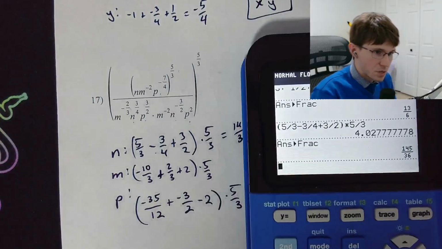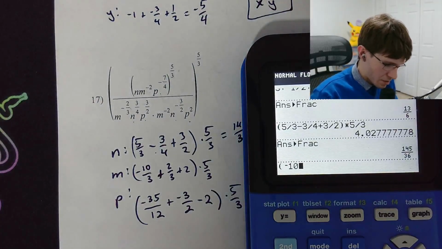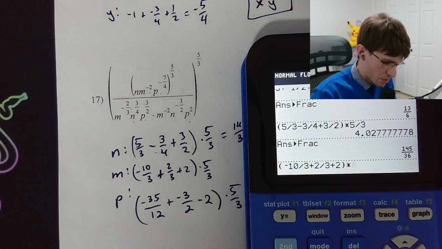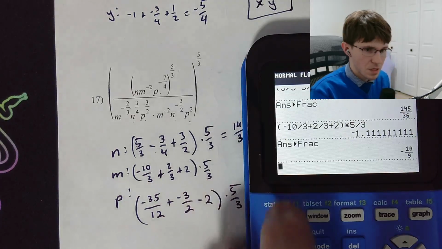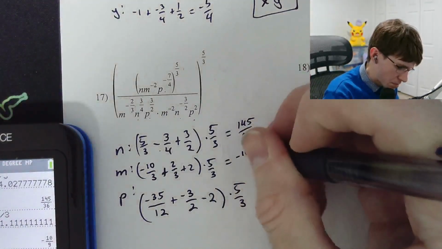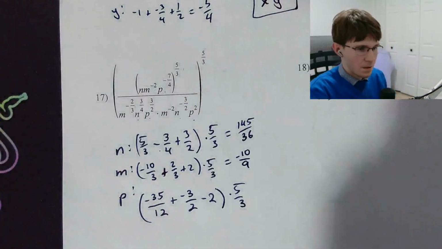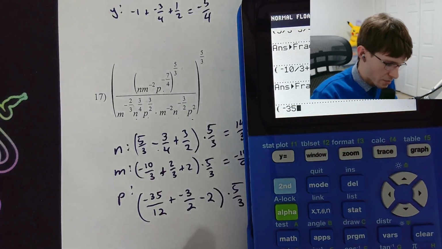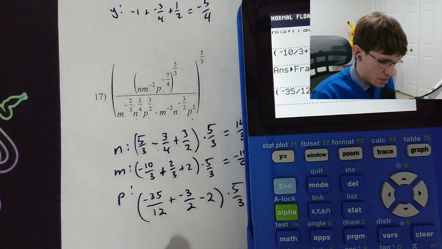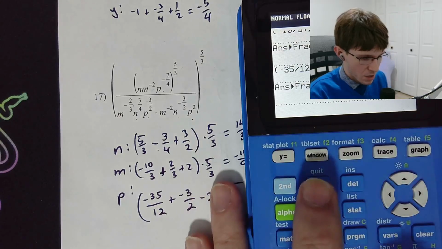And then how about this next one? -10 divided by 3 plus 2 divided by 3 plus 2, and the parentheses times 5 divided by 3. Okay. And that's at least a little bit better. All right, and then our last one here, a nice -35 divided by 12 plus -3 divided by 2 minus 2, and the parentheses times 5 divided by 3. Math, enter. Okay.